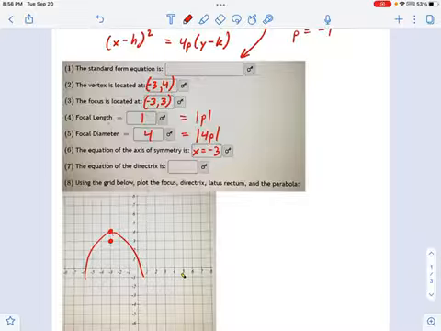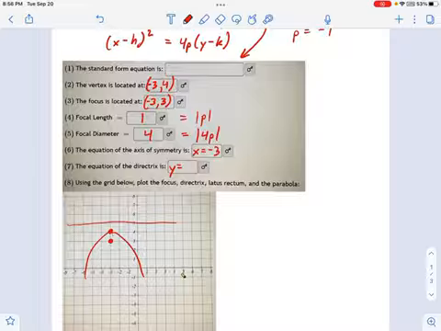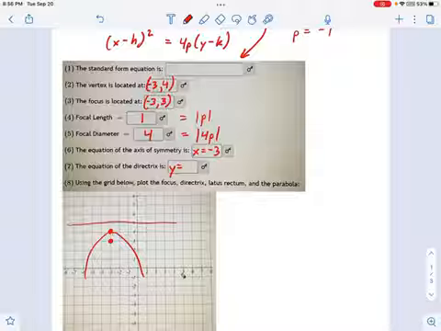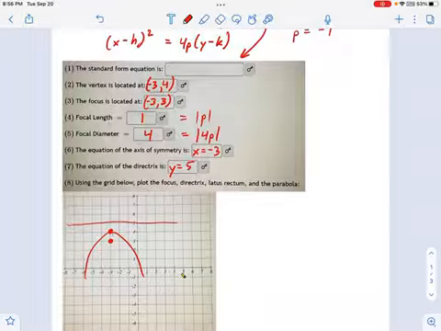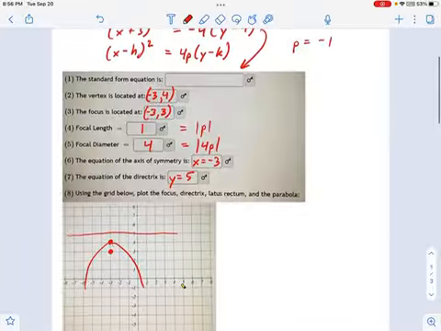And the equation of the directrix, well, where is the directrix? This is important to remember. The directrix is perpendicular to the axis of symmetry, and it is the same distance from the vertex as the focus is. It's just on a different side. So this is going to be y equals, and it's going to be above the vertex because this parabola opens down. So this guy is going to be y equals 5, looks like.